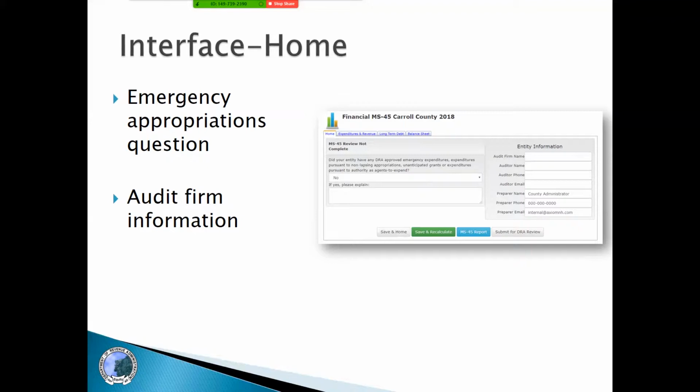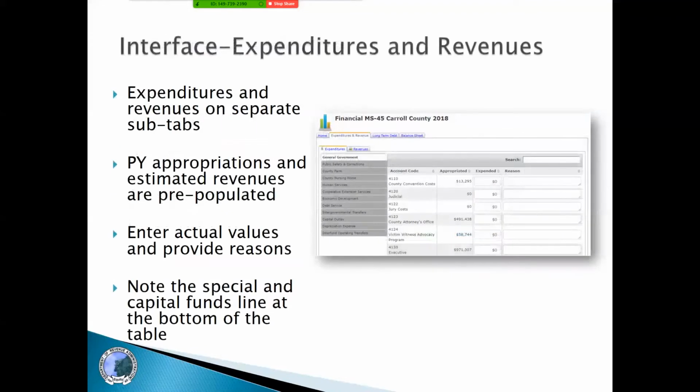So the home tab is pretty basic. Moving forward to the expenditures and revenues tab, this is where you enter your expenditures and revenues. And as you can see, the prior year appropriations and estimated revenues are brought in for you and they're not editable. So you don't have to worry about gathering those, they'll be put in right for you.